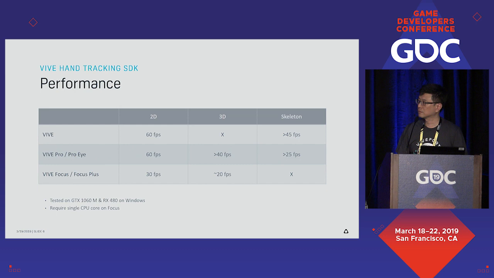The VIVE and the VIVE Pro can reach 40 to 60 frames per second in 2D and 3D mode, and 25 to 45 frames per second in skeleton mode. In VIVE Focus, it can reach 20 to 30 frames per second in 2D and 3D mode. We use only one CPU core in Android system for VIVE Focus, because we need to leave the GPU, DSP, and the remaining CPU for 6-DoF tracking, VR rendering, and the game calculation.